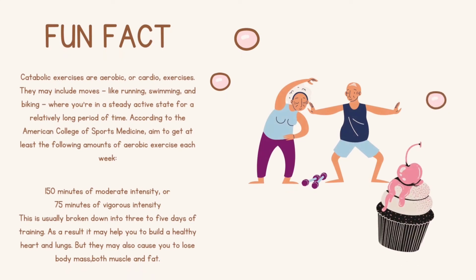Fun fact: catabolic exercises are aerobic or cardio exercises. They may include movements like running, swimming, and biking, where you are in a steady active state for a relatively long period of time. According to the American College of Sports Medicine, it's aimed to get at least the following amount of aerobic exercise each week. That is 150 minutes of moderate intensity or 75 minutes of vigorous intensity. This is usually broken down into 3 to 5 days of training.